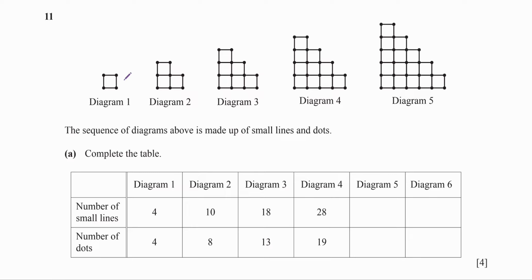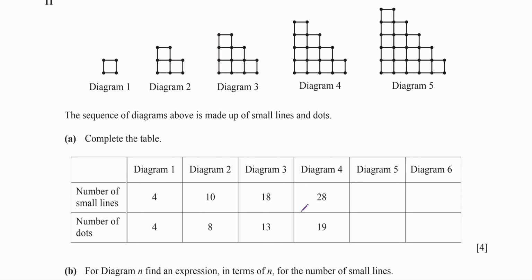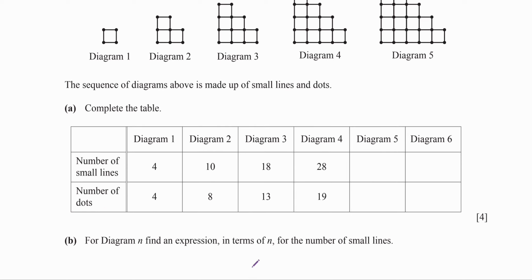The number of dots here is 4. This is 6, 2 is 8. This is 4, 12, 8, 11, 2 is 13. That's 19. And now we have to find diagram 5 and diagram 6. Okay. So how can we do this? Well, we don't need to find a formula first, because that's going to be in the next question right here.